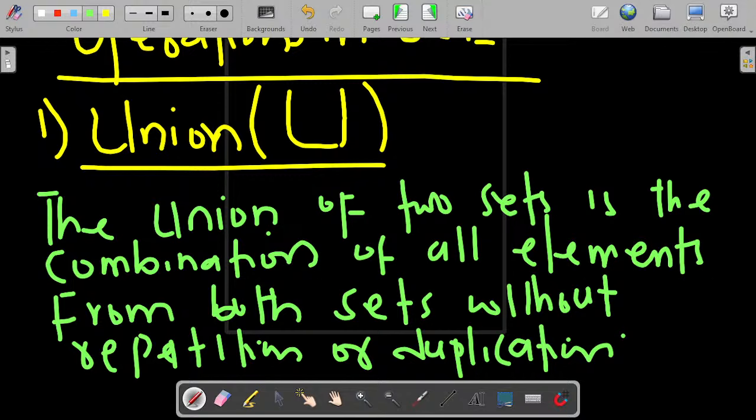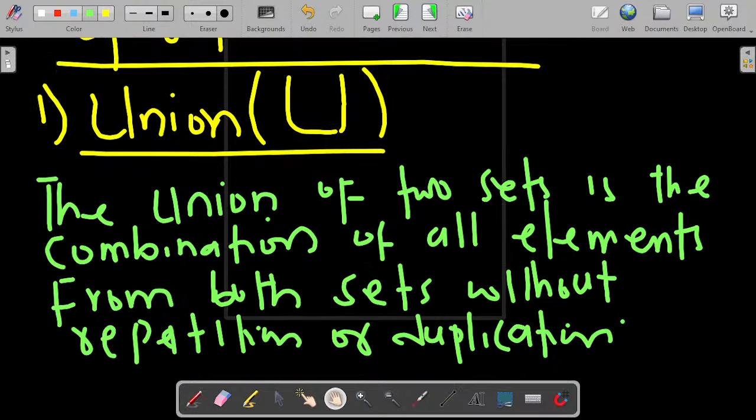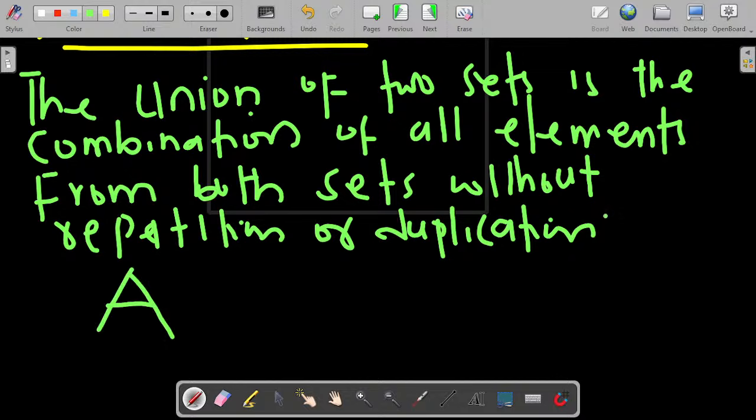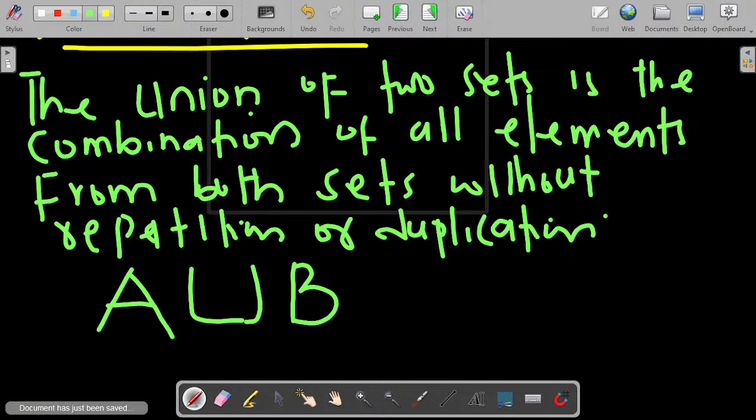So, for example, you can write it as A union B. You see it? That is A union B. If you are asked to pronounce this, you pronounce it as A union B. I told you this is the symbol for union. This is A union B.